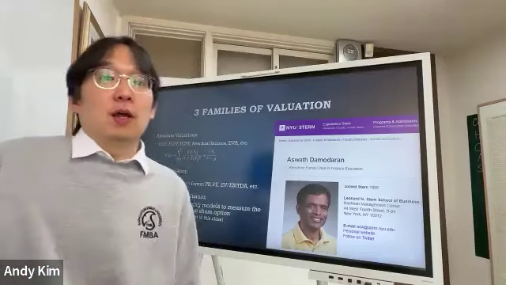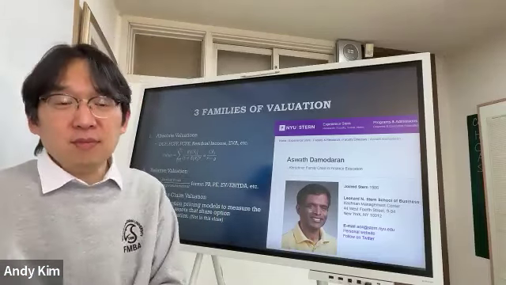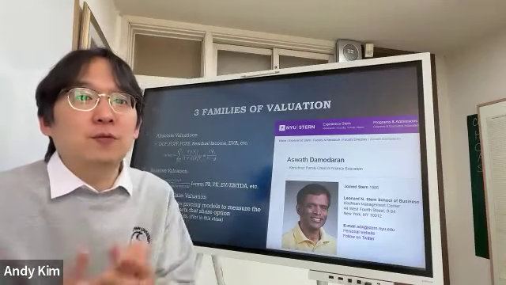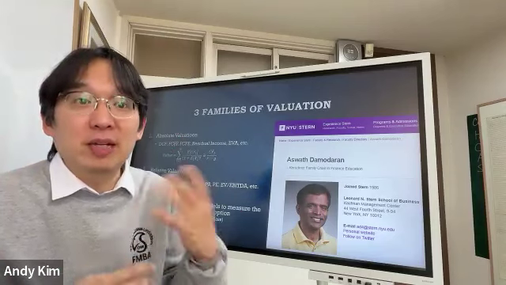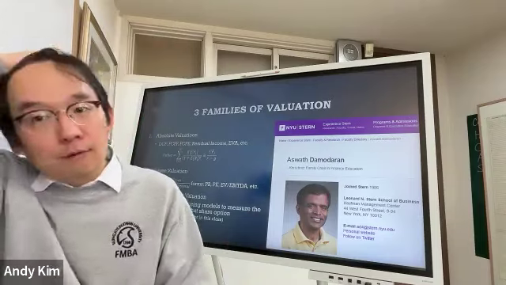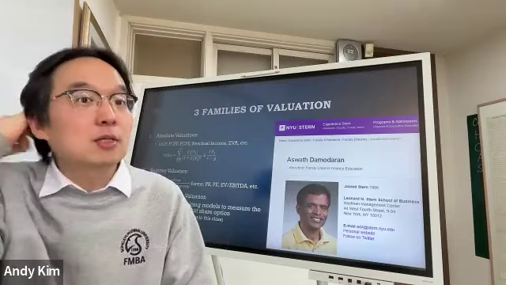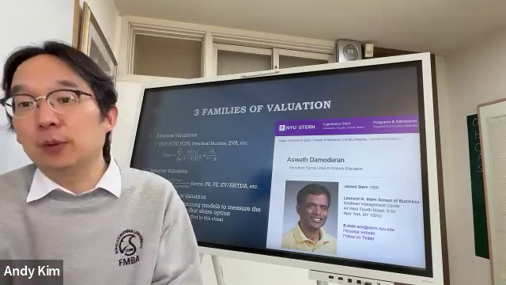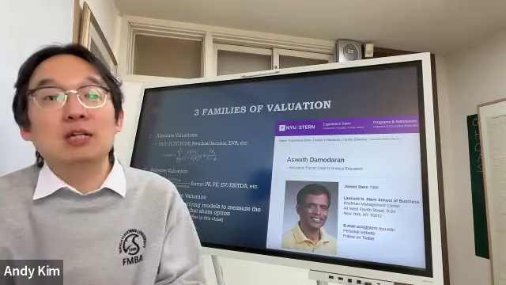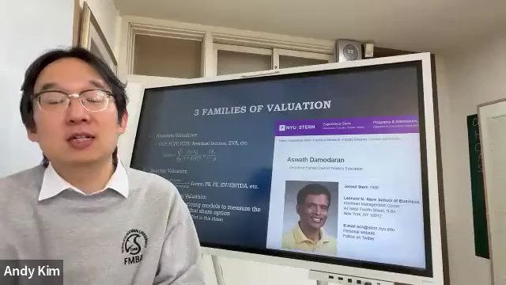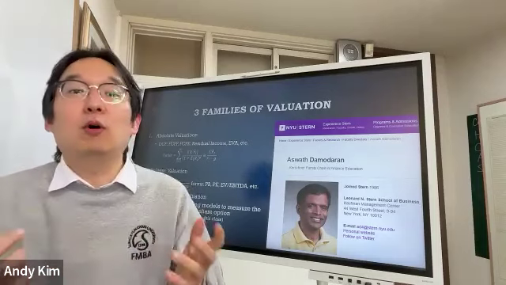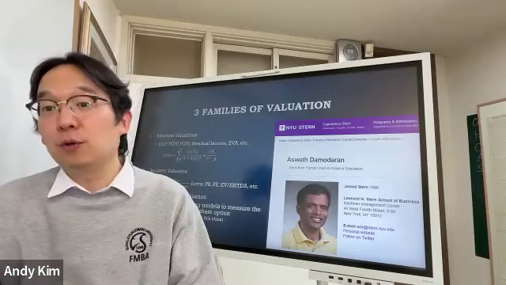Those two are important. Then in valuation, what are those families of valuation that we will meet throughout this semester? Damodaran's book proposes 3 different families of valuation. One is absolute valuation, 2 is relative valuation, 3 is contingent claim valuation. So absolute valuation is what we call DCF, discounted cash flow method.